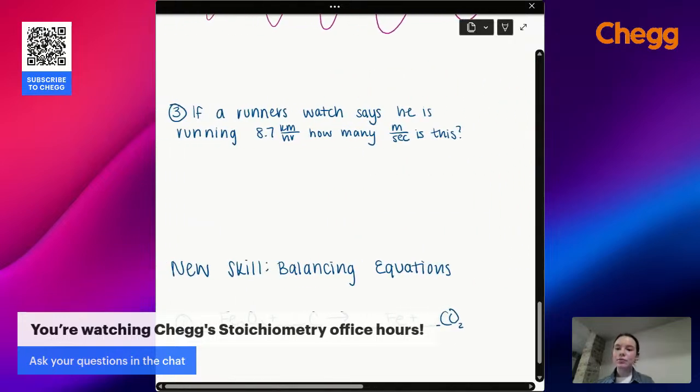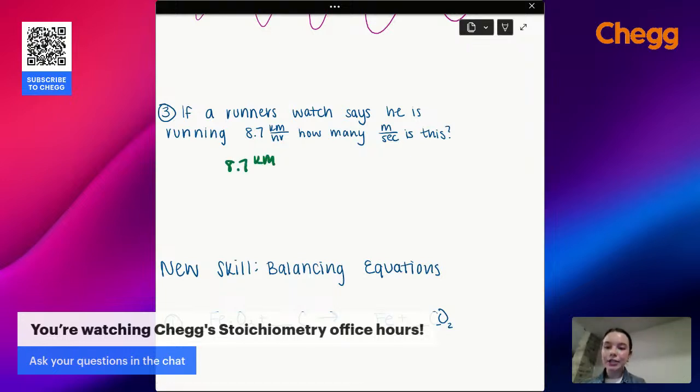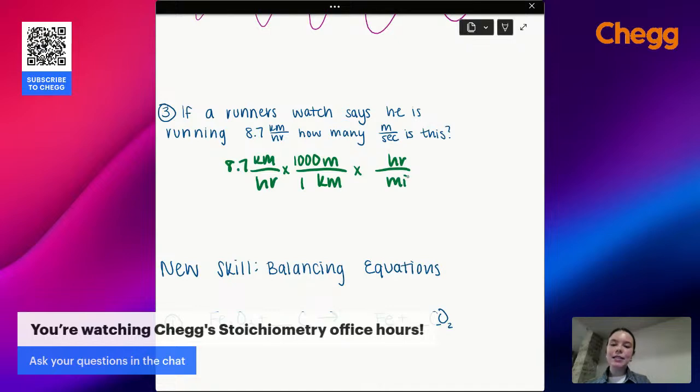All right. So let's go back to our running problem. If we have 8.7 kilometers per hour, this is kind of similar to what we did at the top. We go kilometers to meters. So we'd have 1 kilometer is 1,000 meters, and then we can go hours to seconds. So hours, minutes, 1 hour has 60 minutes. 1 minute has 60 seconds. Then we'd put that all in our calculator and we'd end in meters per second.